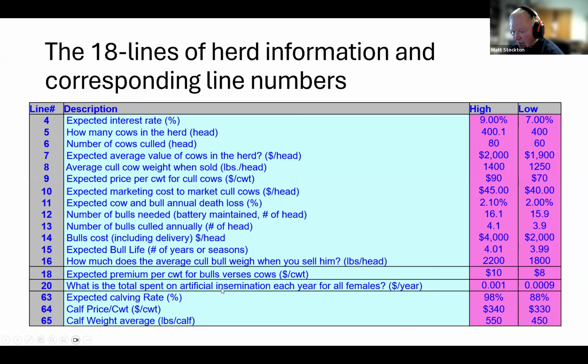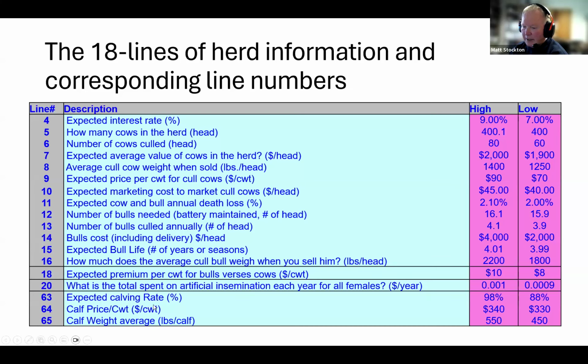Okay, fine. Then it's got this artificial insemination. Well, I don't spend anything on artificial insemination, but I can't put a 0 in here. If you put a 0 in there, it divides by 0, Excel tells you it can't do it, and the cells all go blank, and you have all kinds of problems. So don't do that. What I did is put a number in here that's 0.001, which is less than a penny. It's 1/10 of a cent, which isn't going to change the outcome very much. So that's the range at which it's going to vary.